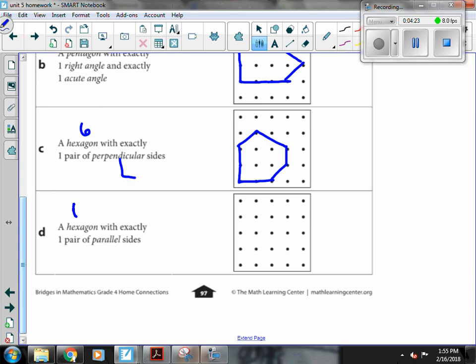And a hexagon, 6 sides, with only one pair of parallel sides, so lines that never touch and never intersect. And I can almost draw the same one. This one has 1 parallel and then 2 pairs of parallel sides. So I will need to change it a little bit. So one, 2, 3, 4, 5, 6. And I have this one and this one that are parallel.